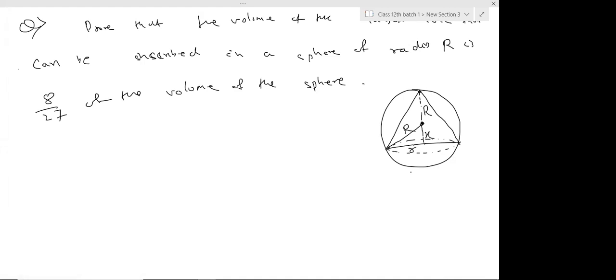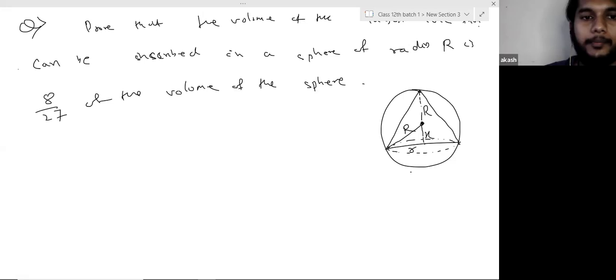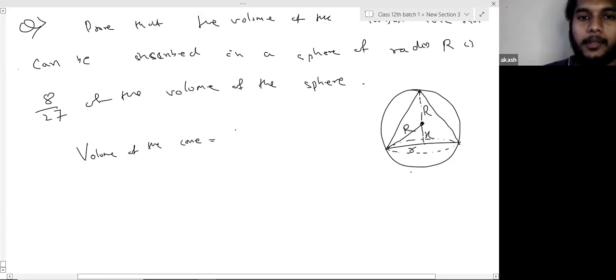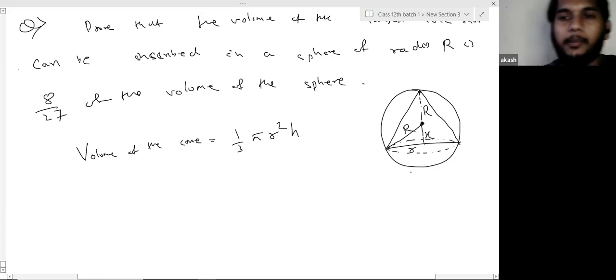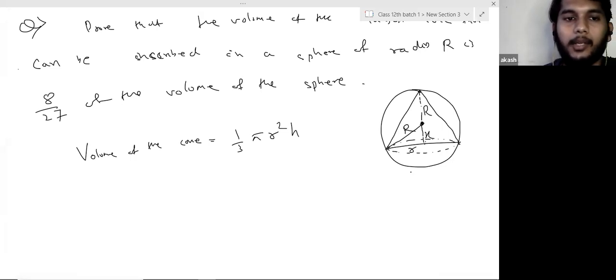Yes, sir. All right. So volume of the cone is 1/3 pi r square h. Remember this is small r. Don't take capital R. Capital R is the radius of the sphere. Small r is the radius of the base of the cone. Again, we have two variables and we have to convert one into another. Can anybody tell me how we can find an equation involving small r and h?